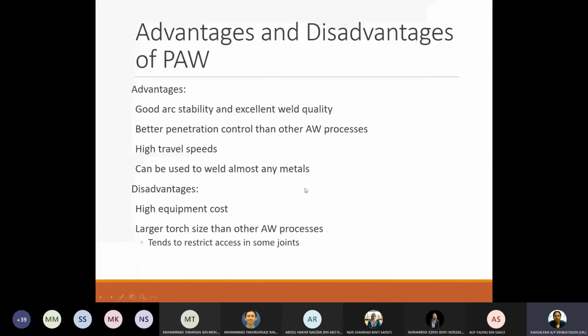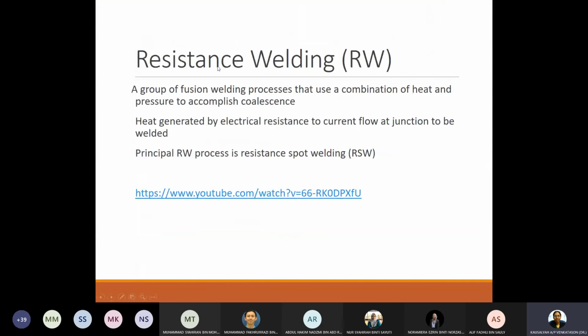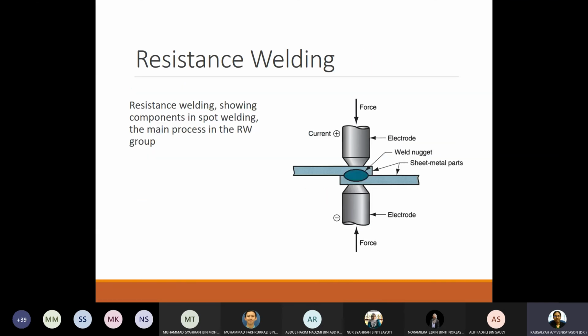Okay, and the next process is resistance welding. Again, now we are using a non-consumable electrode. This is a group of fusion welding processes that use a combination of heat and pressure to accomplish the coalescence. Heat is generated by electrical resistance to current flow at the junction to be welded. The principal resistance welding process is resistance spot welding.